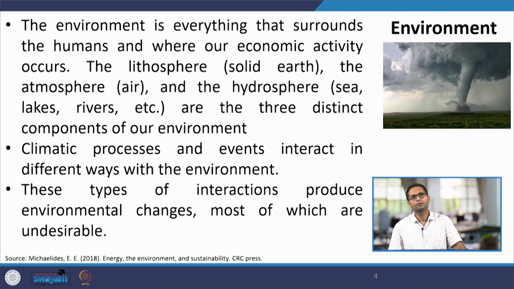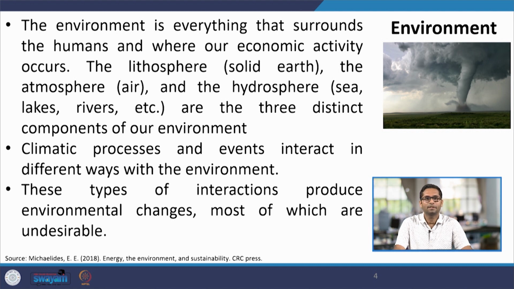It is also important that at this point of time we understand the basic meanings of the terms that we use in everyday life. Let's start with environment. Now, the environment is defined by everything that surrounds the humans and our economic activity, but it specifically means the non-living world, which includes the lithosphere, the solid earth, the atmosphere, the air, and the hydrosphere, which includes the different kinds of water bodies.